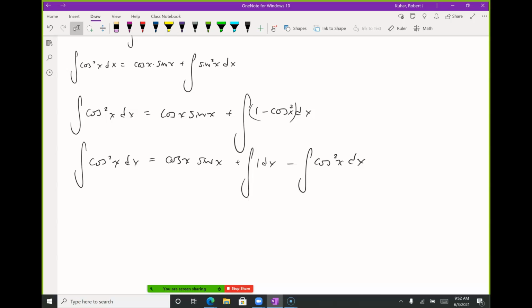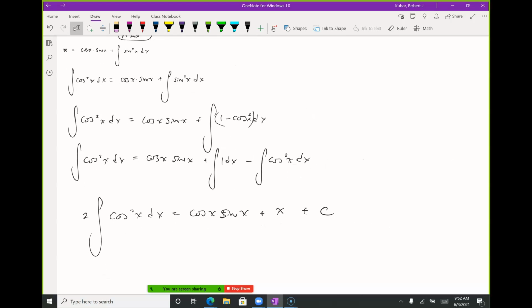But so I'm going to move my cos squared to the other side so I get 2 of them. Sorry, cos x sine x plus c, right? Yes, you with me? Nice. Nice, that's Adam, right? Adamito, yes?